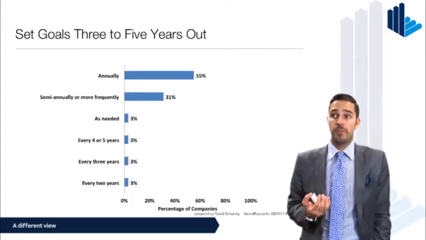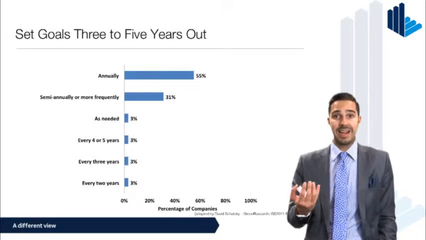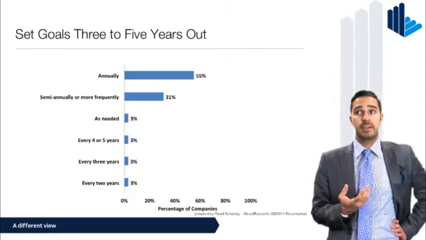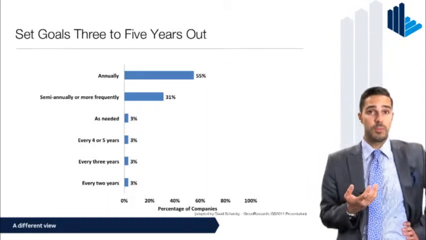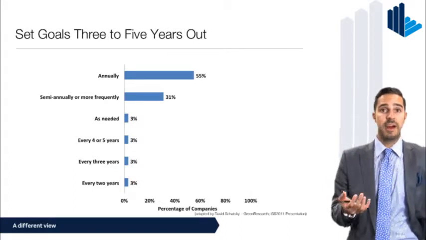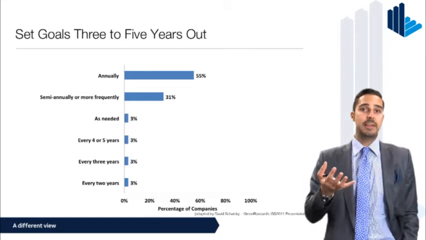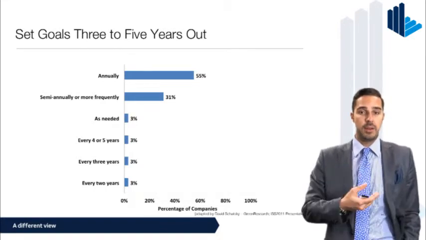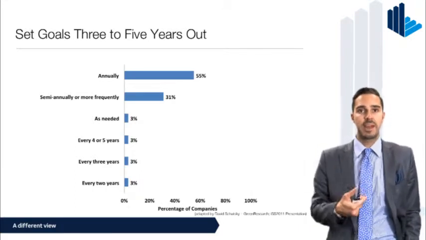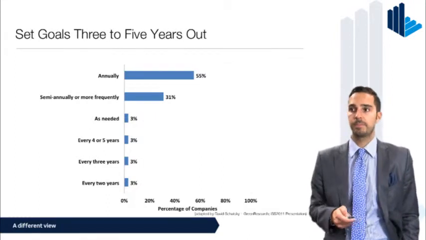Now, of course, it is also important to balance these approaches. There is evidence that most of the time large corporations define goals on an annual basis, and then based on the performance, they revise these goals on a semester basis.